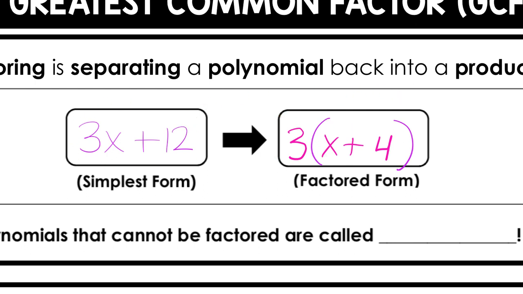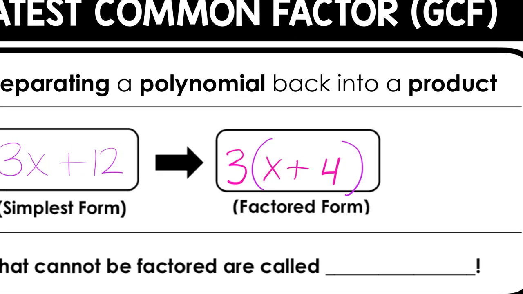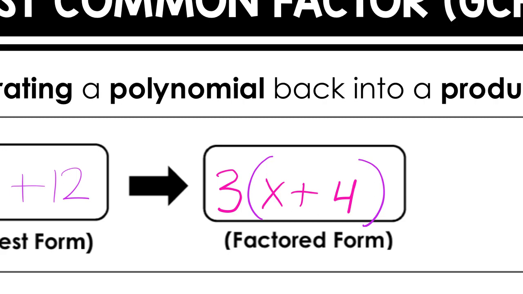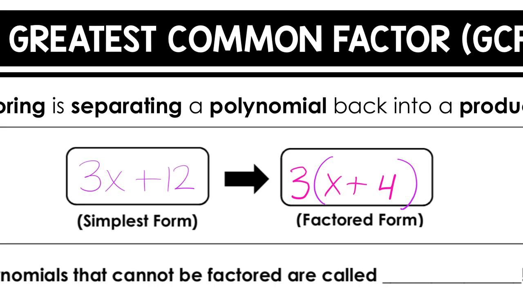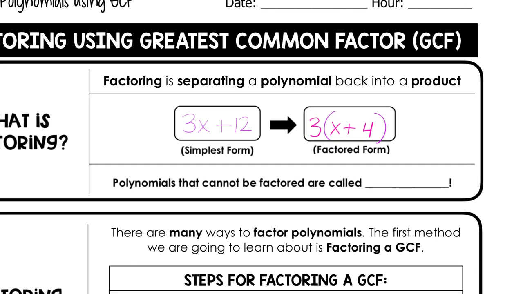The best way to double check your work here would be to just distribute and see if you get what you started with. 3 times x is 3x, 3 times 4 is 12. So this would be perfect. Now, when you factor using this method, this is called taking out a greatest common factor. And the greatest common factor in this example would be 3, because 3 goes into both of those terms. So we'll talk more about how to figure out what that is in a second, but this is generally what we're doing today.